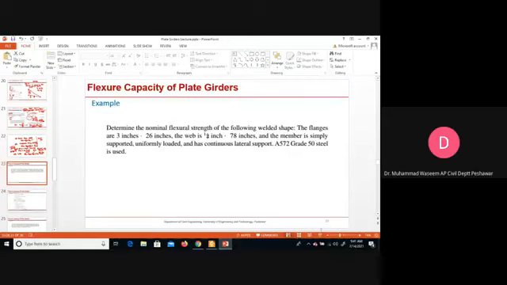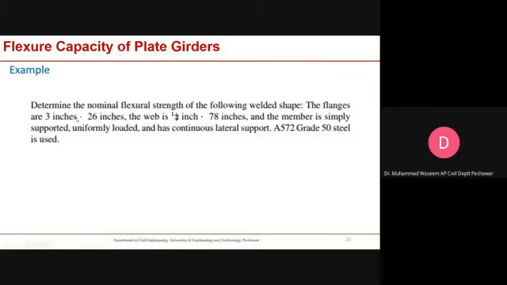Now we are going to see an example. You can see it is from the Segui book, and it is basically a problem in the exercise. You can consult chapter number 10. Let me write it down. This is where you can find details about plate girders in the Segui book. In chapter number 10, you can find all these details about plate girders. I have picked this example from the problems of chapter number 10.